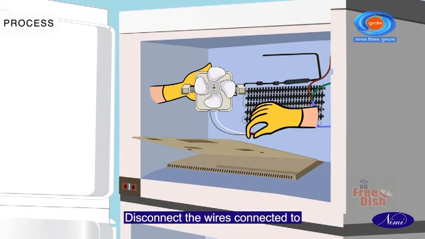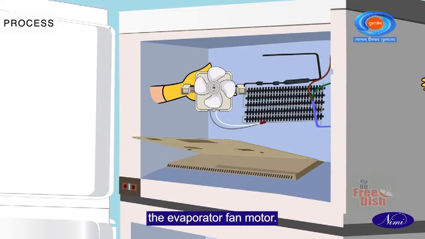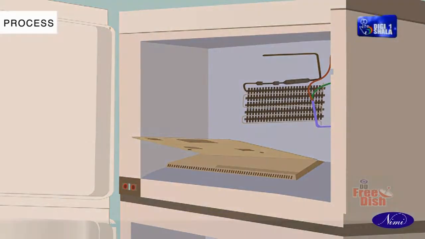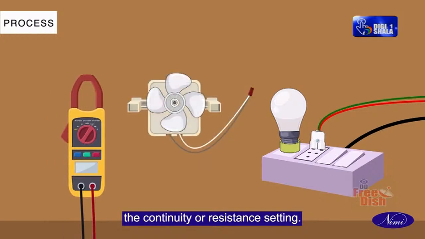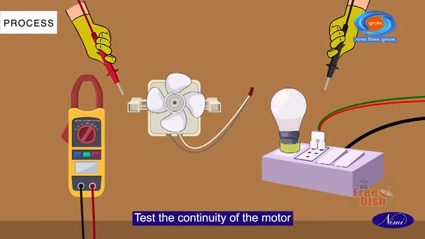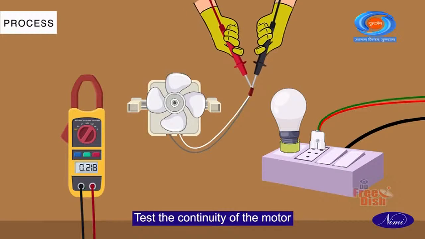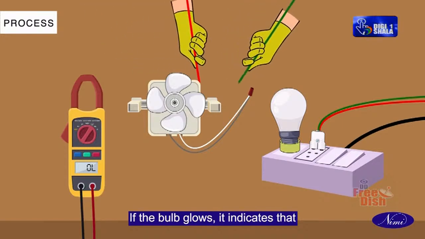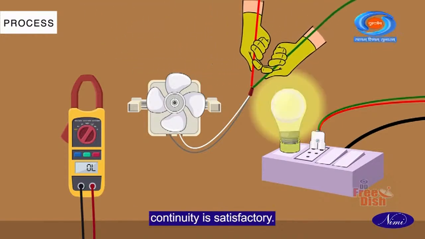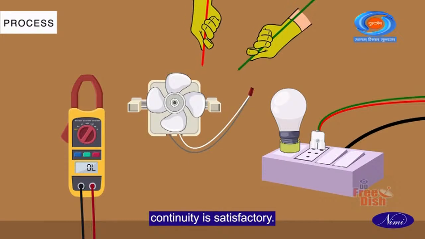Disconnect the wires connected to the evaporator fan motor. Set your clamp meter to the continuity or resistance setting. Test the continuity of the motor winding with a test lamp. If the bulb glows, it indicates that continuity is satisfactory.